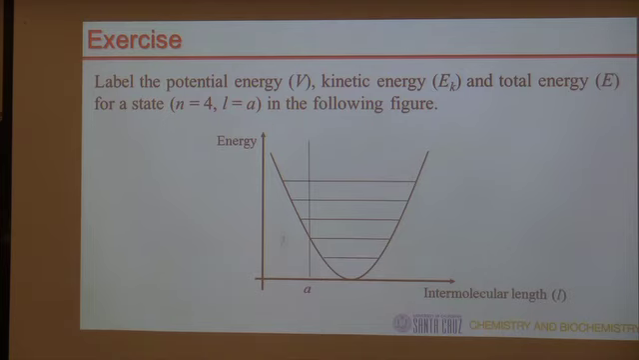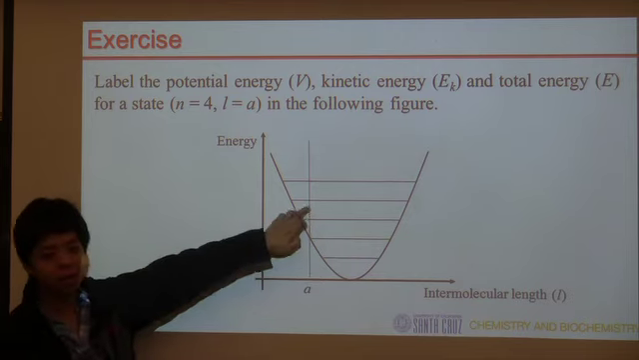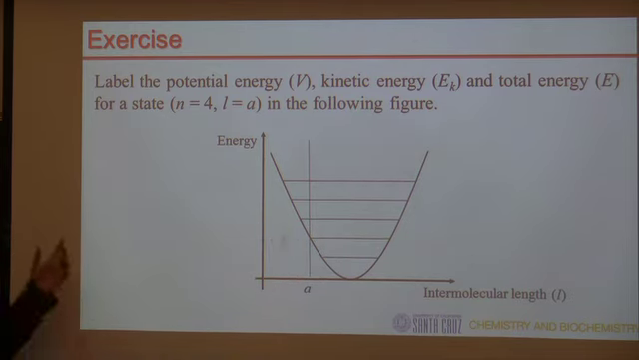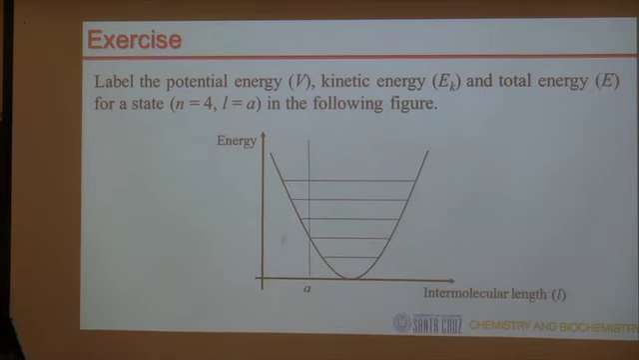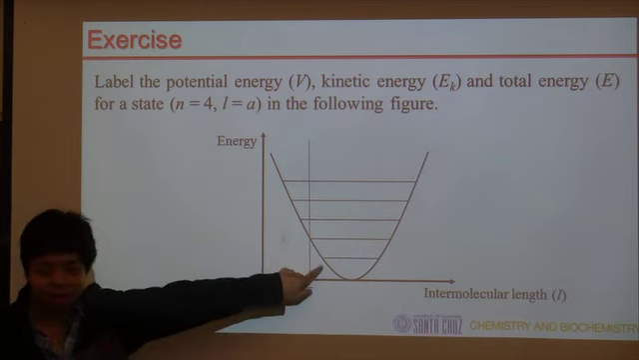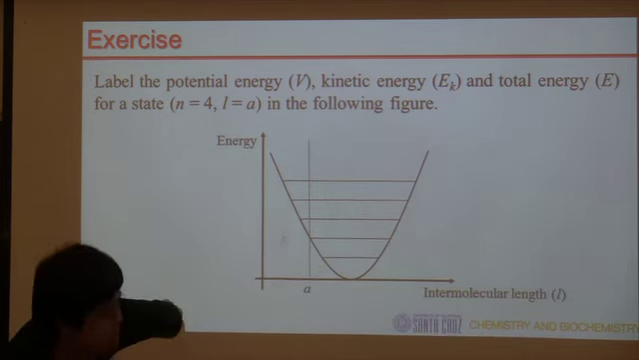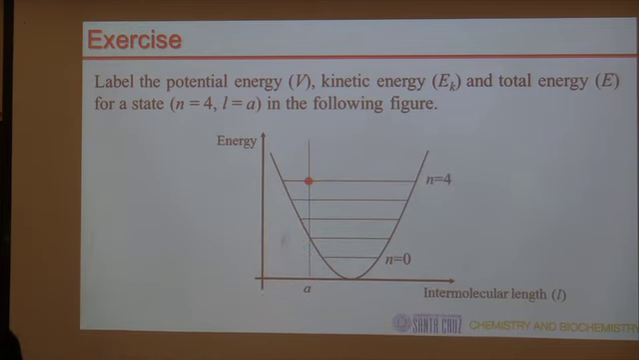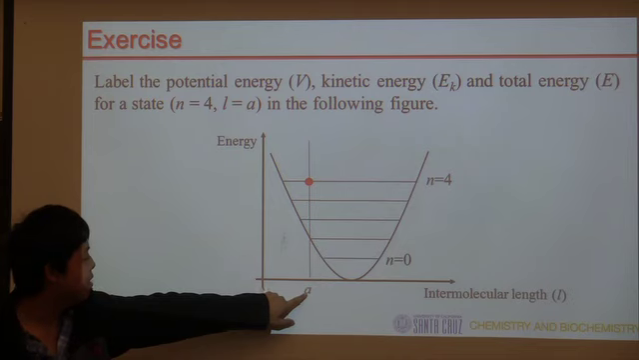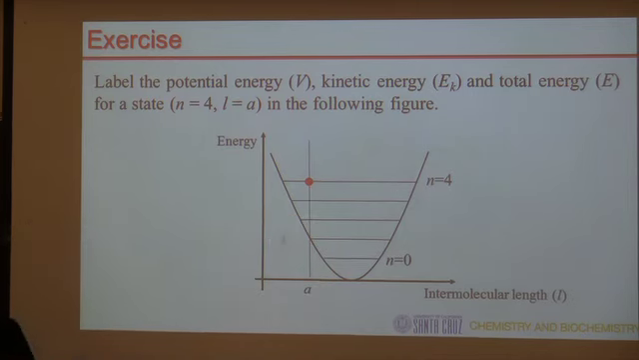First question: I want you to find, there are several lines here, right? Each one represents an energy level. Which one is n equals 4? The top one? Don't do that. Let's count: 1, 2, 3, 4. Because what? The first one is what? n equals 0. So n equals 4 is actually this one. At this length A exactly means this point.